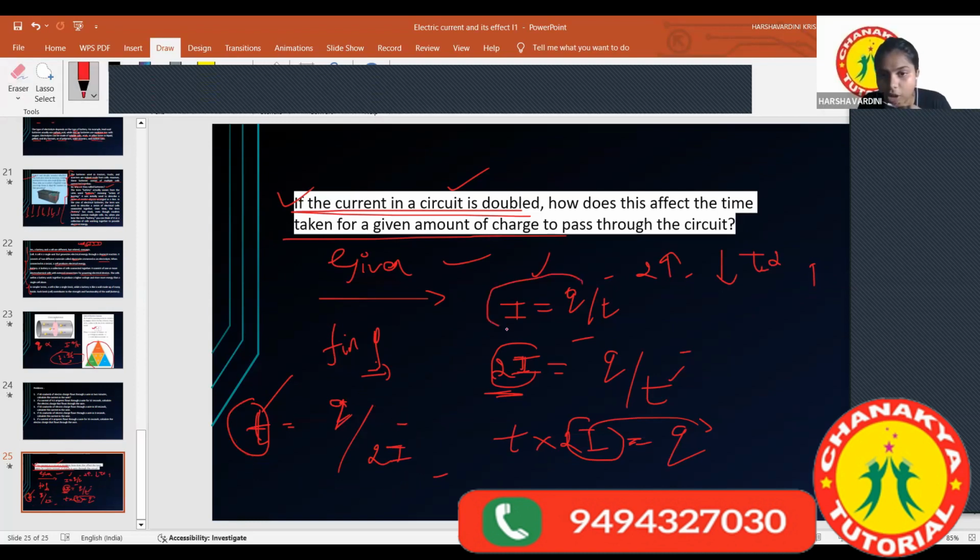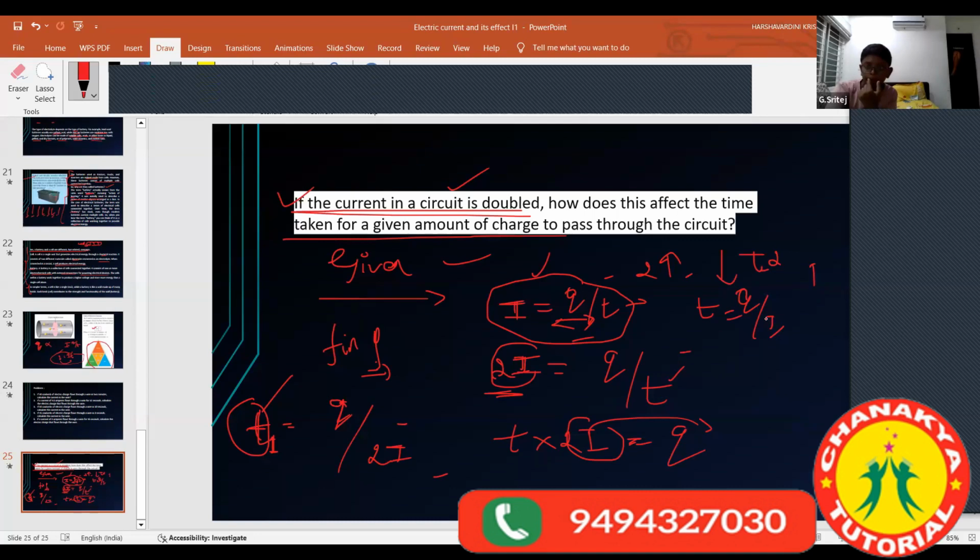Now, please understand carefully. We already know the general formula: I is equal to Q by T. Correct? Now I am renaming the T as T1. Please understand, renaming the T as T1. Now I already know that I is equal to Q by T is the normal general formula. Here I am replacing this with T. If I replace with T, it's the same formula, Q by I. Correct?